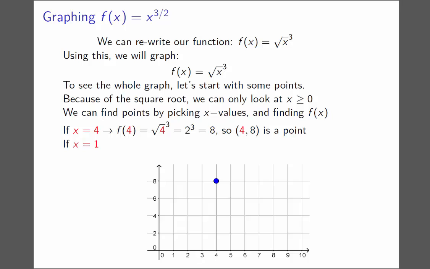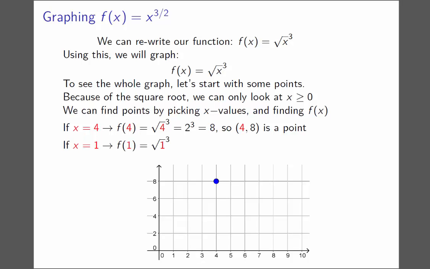Now if x is 1, then f of 1 is the square root of 1 cubed, but the square root of 1 is just 1, which when we cube it is 1 as well. So (1, 1) is also a point that we can put on our graph.